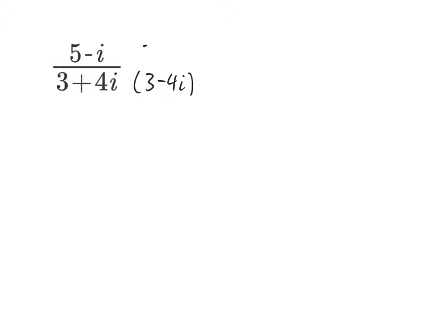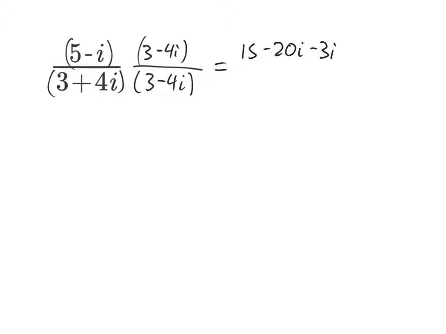So 3 minus 4i. Now, I have to multiply the top and bottom by the conjugate, because this right here is 1, and I can always multiply by 1. So now I'm going to do a lot of distributing. So this becomes 15 minus 20i minus 3i plus 4i squared all over 9 minus 12i plus 12i minus 16i squared.